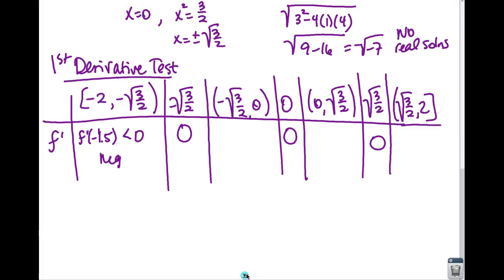Let me scoot this up a little bit, give you all some more visual here. If I plugged in a number between that, I'm going to plug in, oh, I wrote f prime. Ooh, we're not working with f right now.